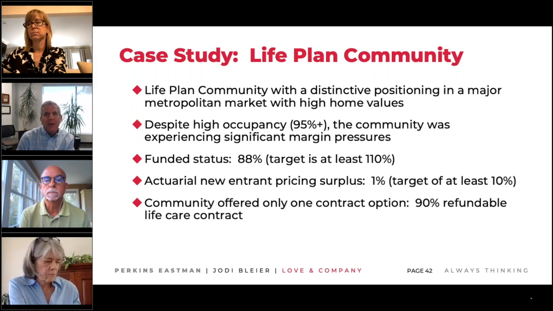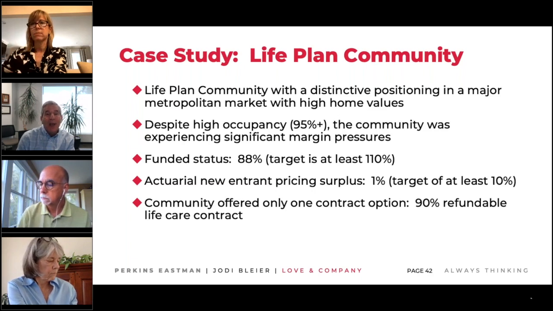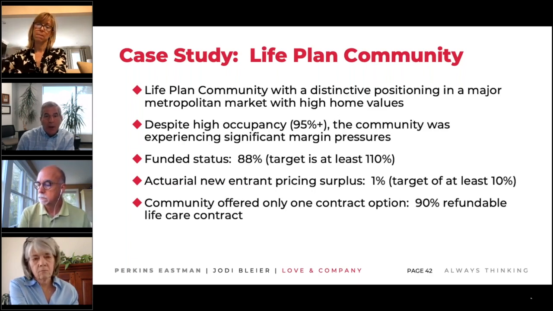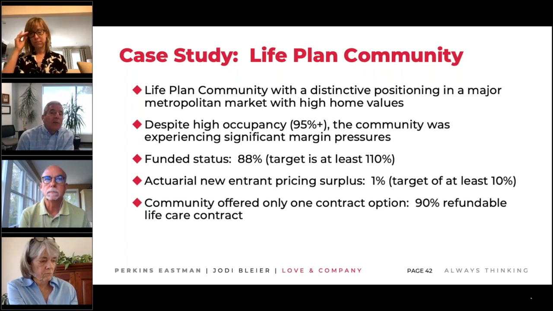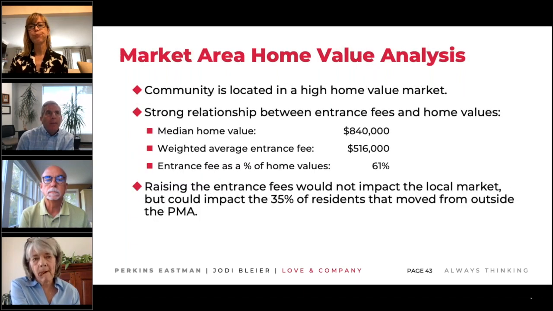Census had consistently for years been more than 95%, but yet the margin was really tough. The funded status was only 88% versus a target of 110. An actuarial new pricing surplus for new entrants was 1% versus a recommended minimum of 10%. So what can we do here? Is the community able simply to increase pricing to address that?